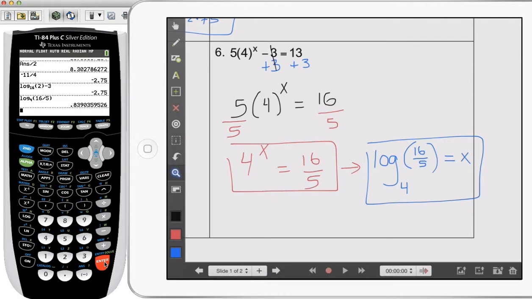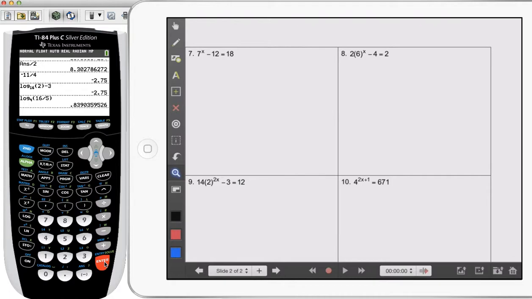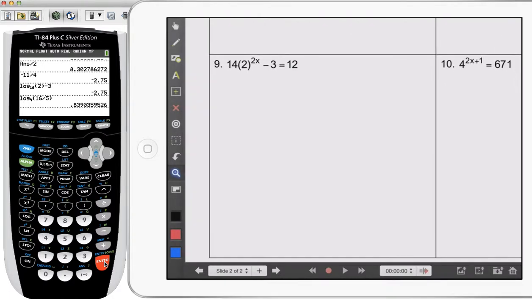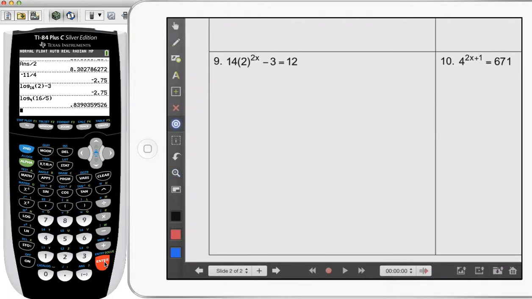Now let's move on to the back of this page, and we're going to be doing number 9 and 10. So let's move on to number 9. Now as you can see, the one having the power is not isolated. We need to isolate this to be able to change it to log form, okay? Now to do that, you add 3 to both sides. So get rid of the negative 3 first, okay?